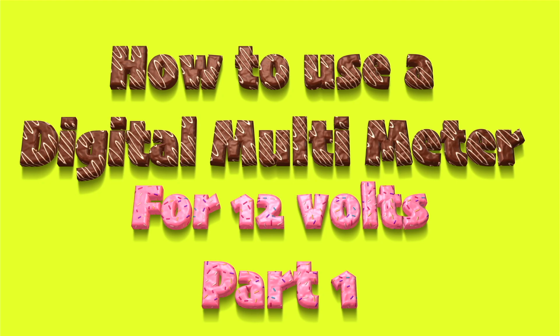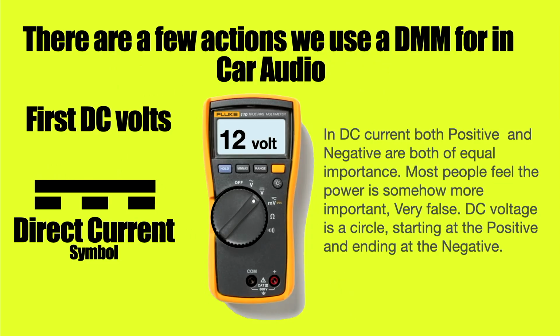So, this is going to be a multi-part series, at least a minimum of 3. We're going to break this down into DC, AC, and continuity. The first one up, however, is DC. There are a few actions we use digital multimeters for in car audio.